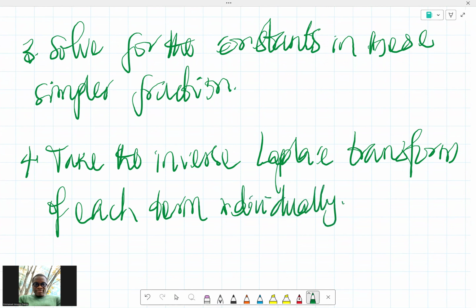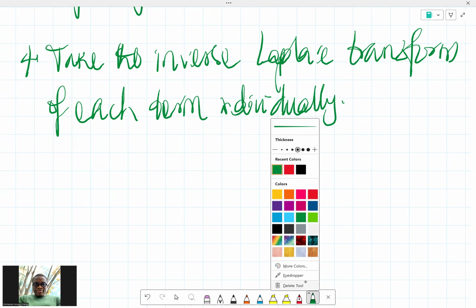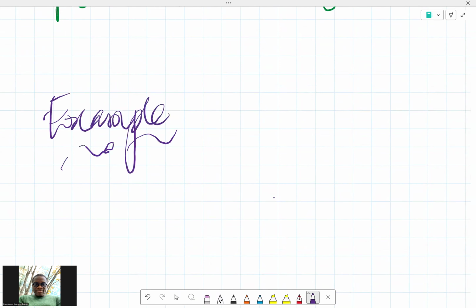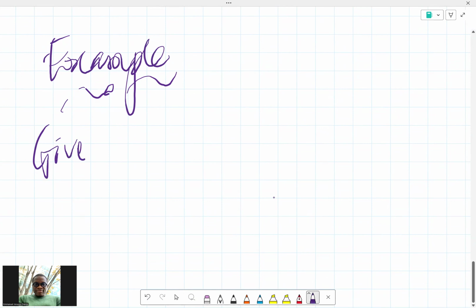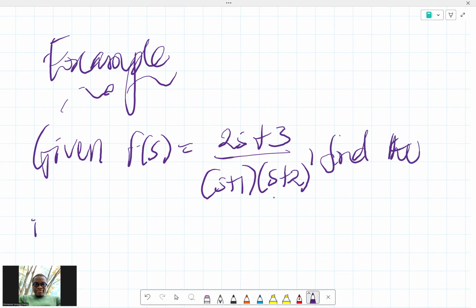With this, can we go for an example? Example. Given f of s equals 2s plus 3 all over s plus 1 into s plus 2. You can see the denominator here is already factored. Find the inverse Laplace transform.